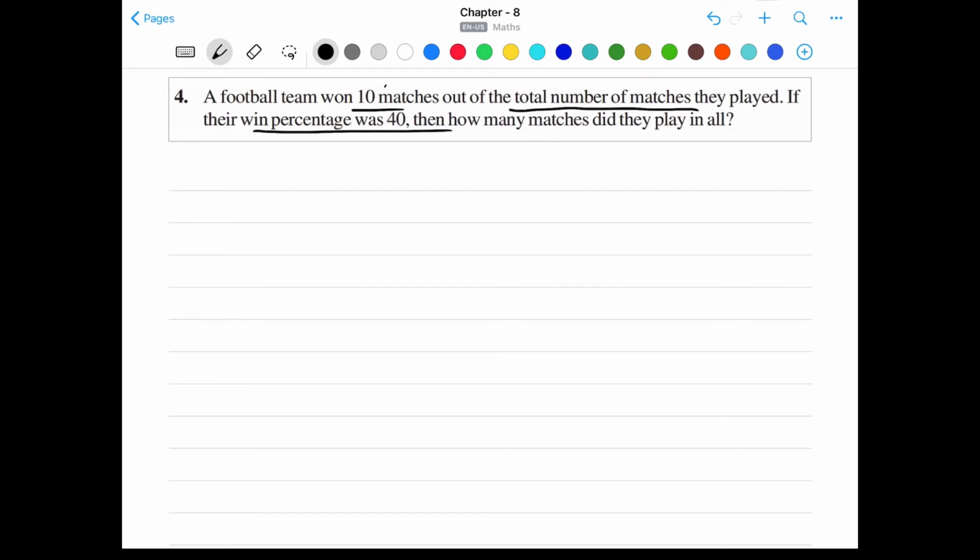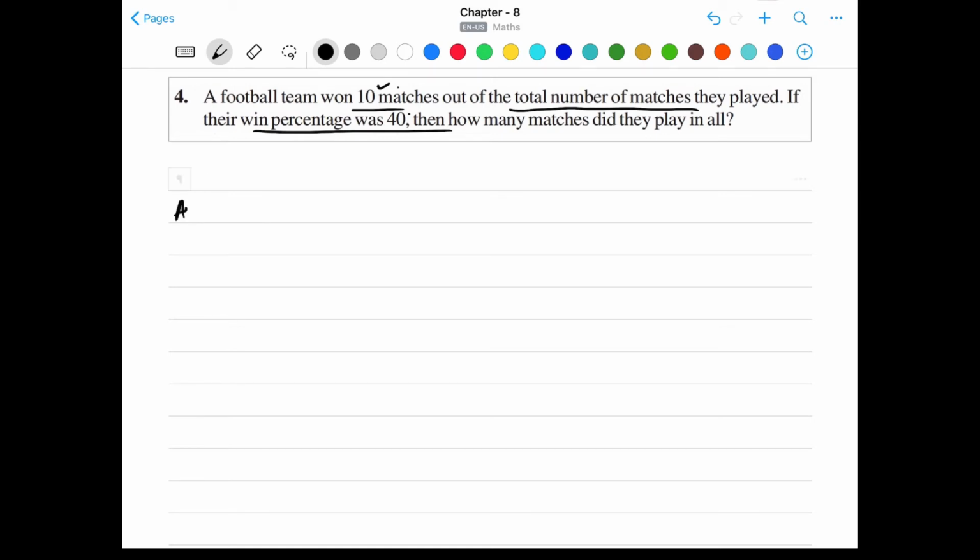Okay, so out of the total number of matches they have played, their winning percentage is 40%. That means if they have played 10 matches, out of those 10 matches they have won 4 matches. So the winning percentage here is 40%, while the number of matches they have won is 10. So 40% of the total matches has to be equal to 10, and that way we'll calculate the total number of matches they have played.